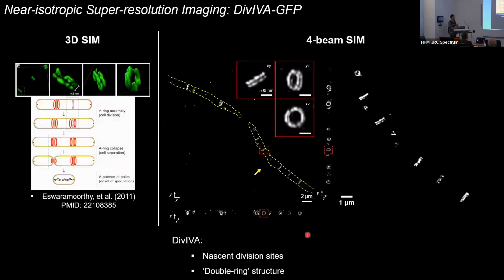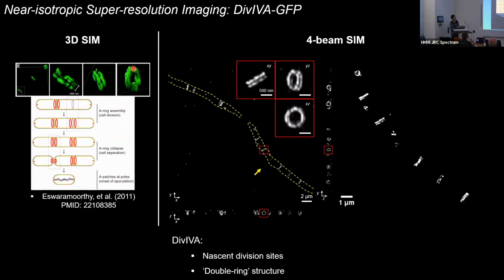Next, we verified the resolution enhancement on live bacteria labeled with the so-called DivIVA GFP. And DivIVA is actually known as a protein that assembles at a nascent division site with kind of double ring structures. And although both 3D SIM and 4-beam SIM can differentiate these double ring structures, only our 4-beam SIM can provide clear axial views of the circularly shaped rings.